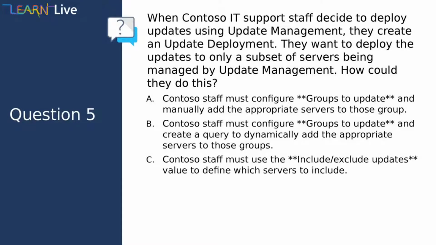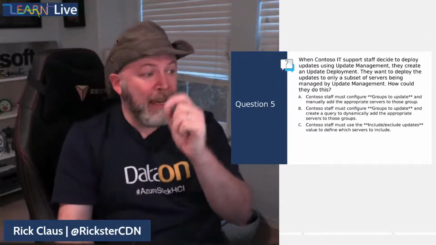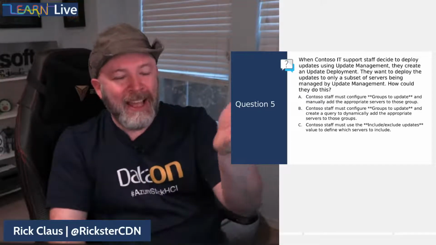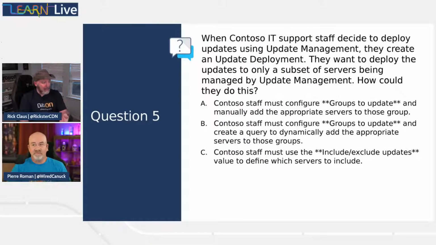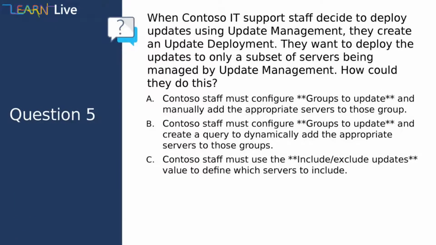In A, it says Contoso staff must configure groups to update and manually add the appropriate servers into those groups. If you remember from the recover demo that we were doing, Pierre started to go in and started to do stuff inside the groups area. And I said, no, back out. We're not going in that section. That's right. That's because we were manually choosing items from the listing of machines, which was the second option when you're targeting the update process. So the manual process is not part of the groups update. That also then identifies letter B as a possibility. Contoso staff must configure groups to update and create a query to dynamically add the appropriate servers to those groups.